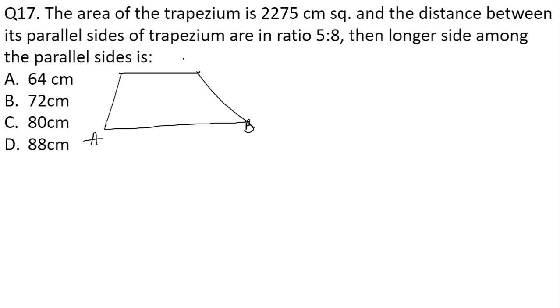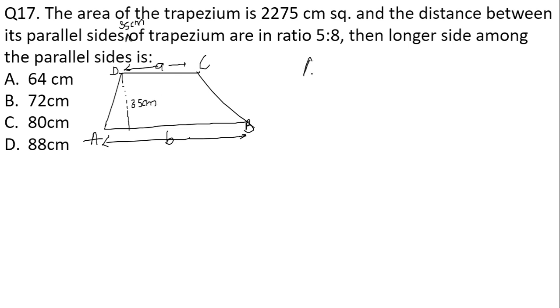A, B, C and D. This is the longer side AB, and this is the shorter side. Let us consider the longer side as B and the shorter side as A. Excluding this, the parallel sides of trapezium, the distance between the parallel side is 35 centimeter. Please write here, the distance between the parallel sides is equals to 35 centimeter. This is the data.